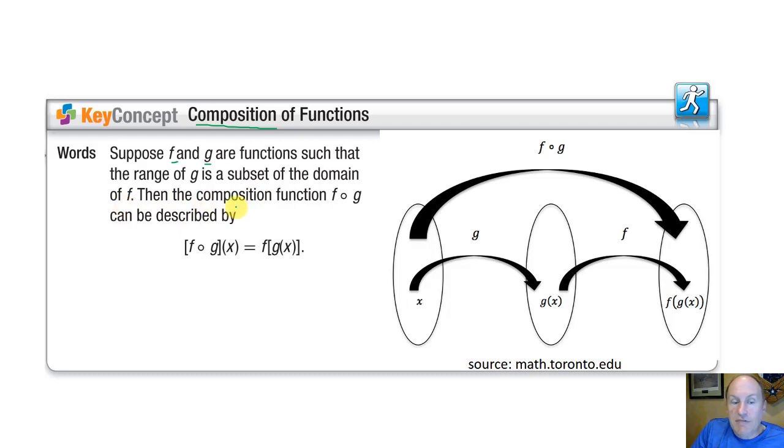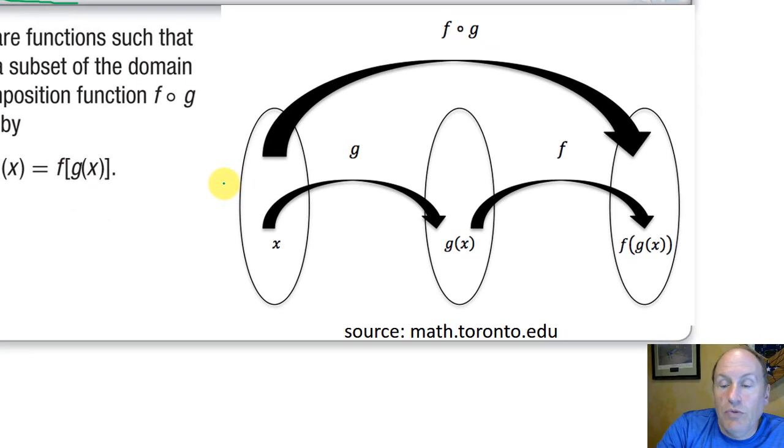So the composite function or composition function f of g, it looks like the word fog, but it's actually f of g, can be described by f of g of x equals f of g of x. Now, I think a picture helps here. I like to look at it like an assembly line, a function assembly line.